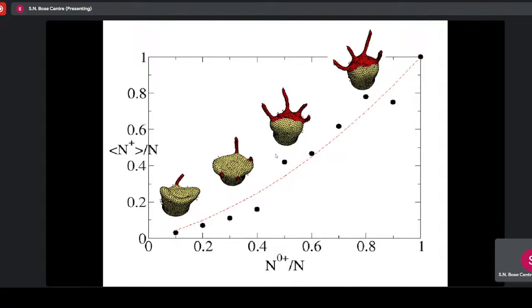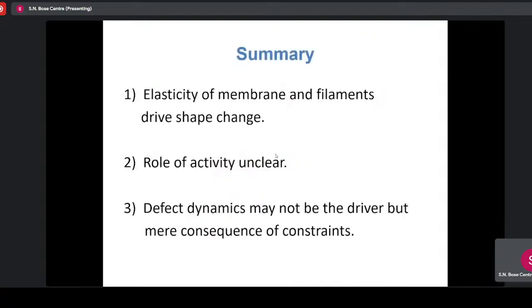So defect dynamics is important. They give you nice patterns. They help you to rationalize structures, etc. But they are not always the driving force. Okay, I end here. Thank you.